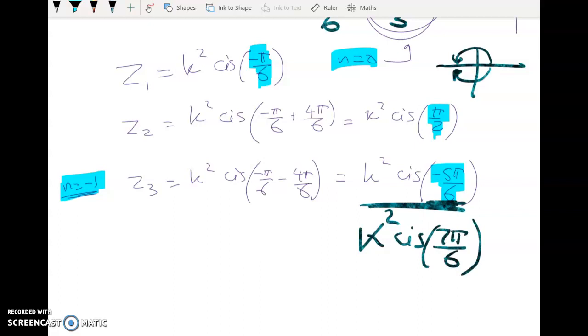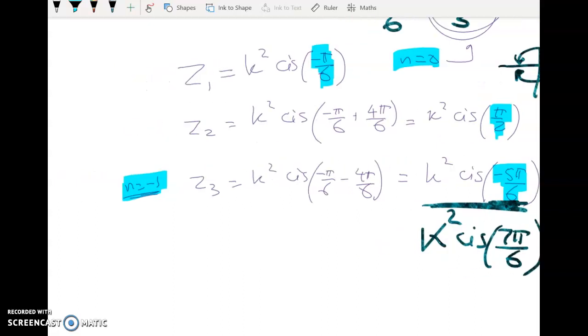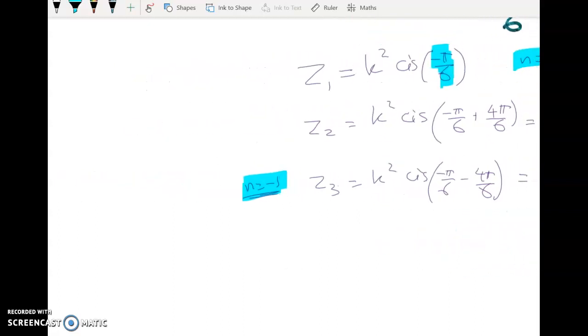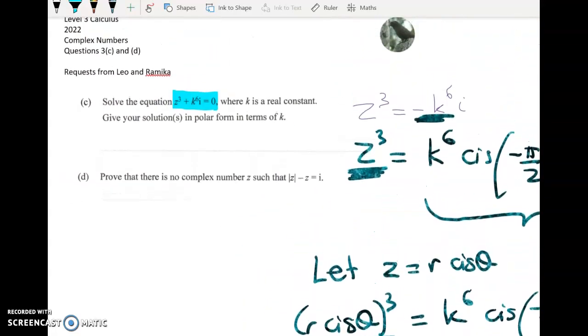So there you go. Sorry about the background noise, guys. One of my kids has just decided to boil the jug. So hopefully that's fine. They live here too. So hopefully you can hear through the noise.